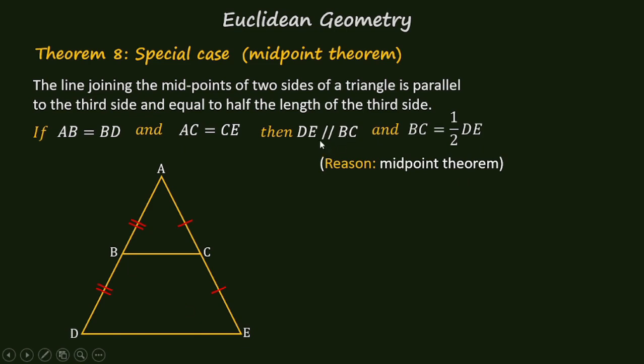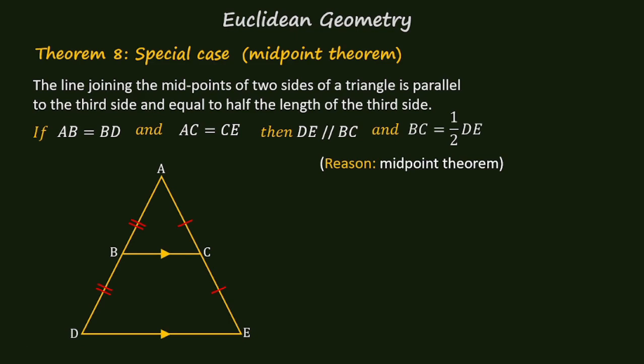BC will be parallel to DE, and also that line BC will be half the length of DE. In other words, if DE is 20 units, BC will be 10 units. And the reason that we use for this, you simply write midpoint theorem. This is the midpoint theorem. So you just write midpoint theorem to show which theorem you are using to arrive at that statement. So we can show that BC is parallel to DE.